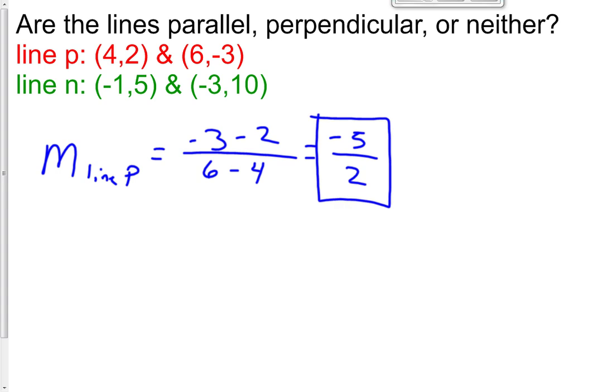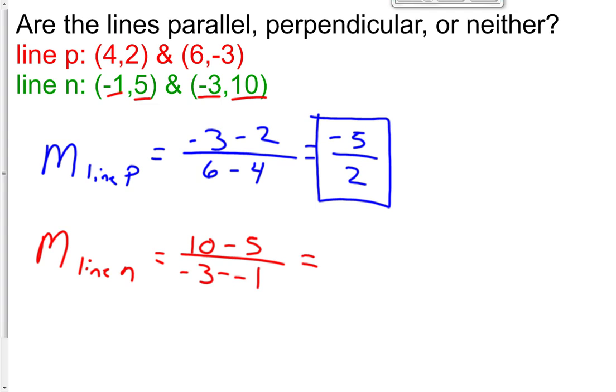Now line N, I can already start saying right now, if I get a slope of a negative 5 halves, it's parallel. If I get a slope of a positive 2/5, it's perpendicular. If I get any other number, it's going to be neither. So here we go. Let's find the slope. Here's my M for line N. It's going to be y2 minus y1, 10 subtract 5, over x2 minus x1, a negative 3 subtract a negative 1. 10 minus 5 is 5. A negative 3 minus a minus is a negative 3 plus 1, which is a negative 2. And often, just for the sake of consistency and because it's easier, we deal with negative numbers in the numerator. So 5 over a negative 2 is the same thing as a negative 5 over a positive 2.